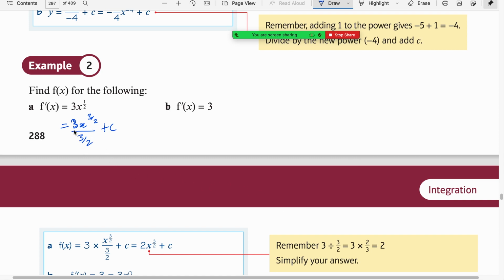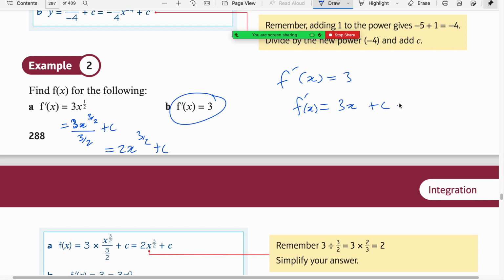And we always have to simplify. So this becomes 2x raised to power 3 by 2 plus c. This new question, f dash x is equal to 3. So the integration will give you f of x, which is 3x plus c. Getting it?